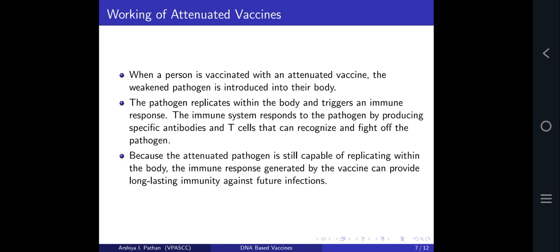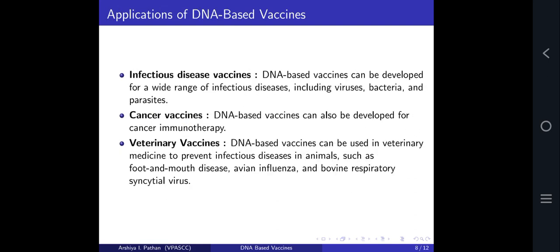Let's see how it works. When a person is vaccinated, the weakened pathogen is introduced into their body. The pathogen replicates within the body and triggers an immune response. The immune system responds to the pathogen by producing specific antibodies and T cells that can recognize and fight off the pathogen. The attenuated pathogen is still capable of replicating within the body. The immune response generated by the vaccine can provide long lasting immunity against future infections.